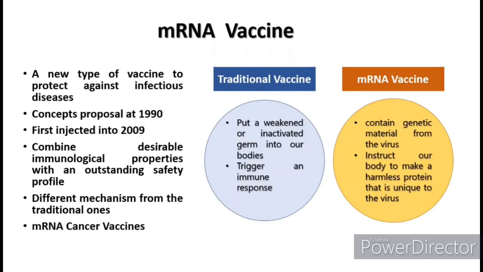What is an mRNA vaccine? It's a new and very promising vaccine technology that was proposed in 1990, and the first dose was given to a human in 2009. Its mechanism is quite different from the conventional one.